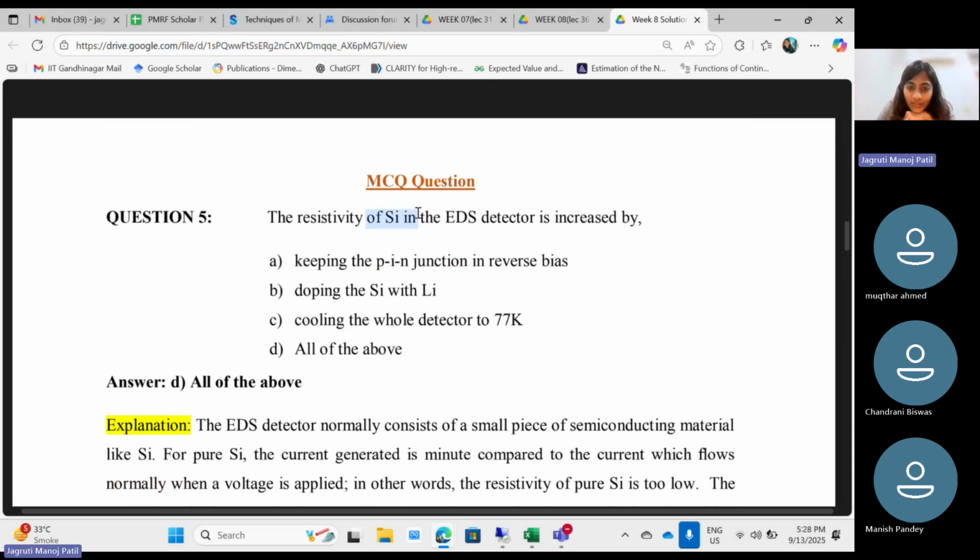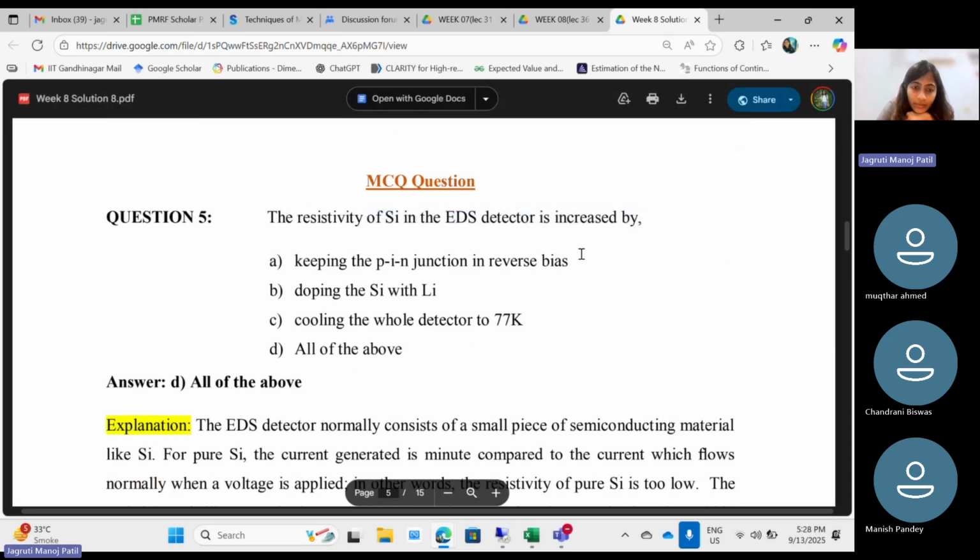Now, the resistivity of silicon in the detector is increased by what? Yeah, this is more of an electronics-based question.